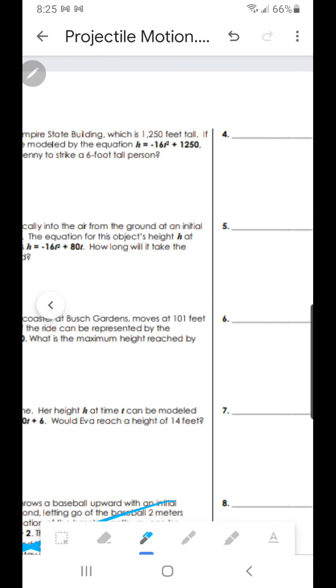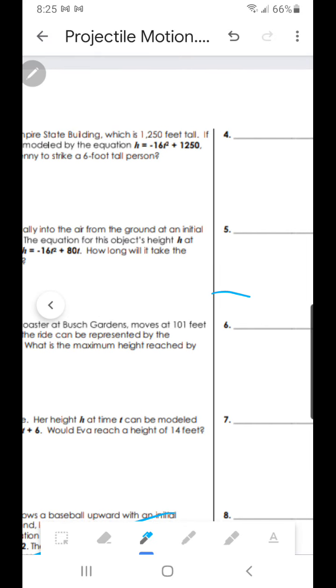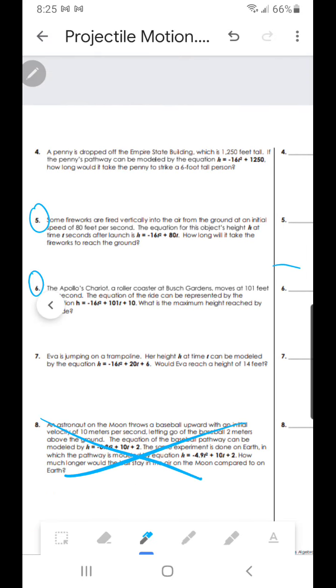1,250 feet tall. Okay. If the penny's pathway can be modeled by this equation, negative 16t squared plus 1250, how long would it take a penny to strike a 6-foot tall person?